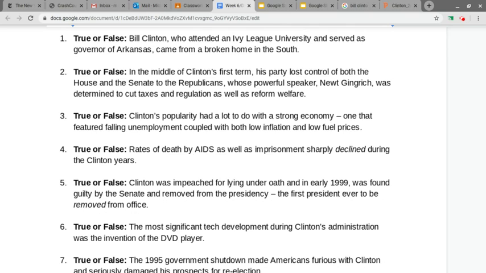True or false? Clinton's popularity had a lot to do with a strong economy, one that featured falling unemployment coupled with both low inflation and low fuel prices. That's true as well. There's really nothing, as I think I said in the first unit in the school year, or in the semester, money, and I've said it 50 times since then.